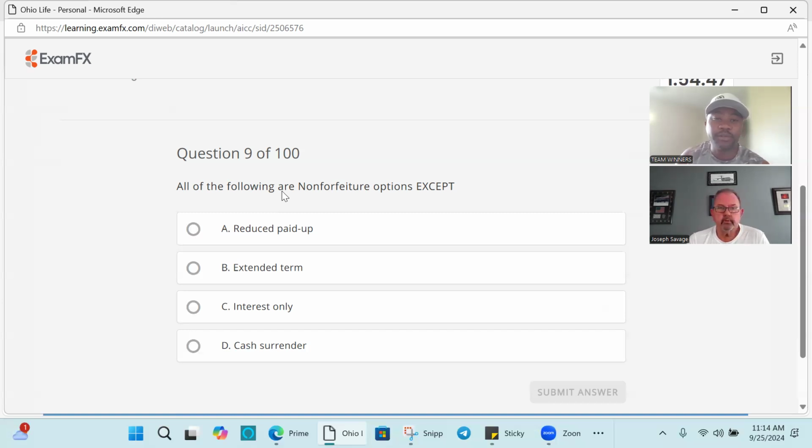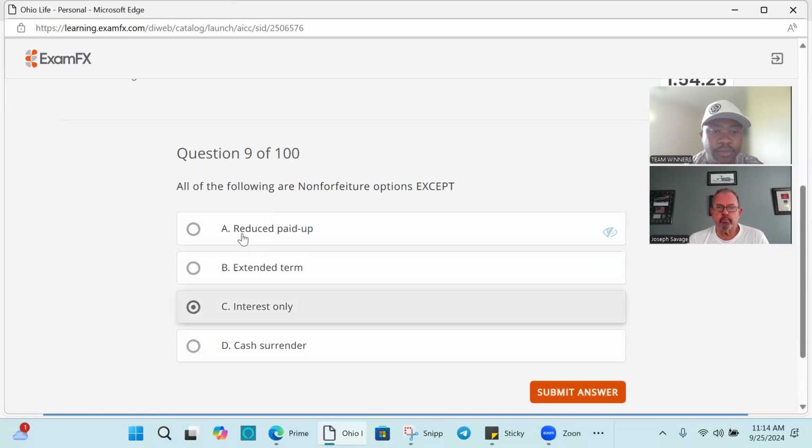You can use that money to get reduced paid-up. They can extend the term if they want to. They can do cash surrender and get that cash back if they want to. So interest only is not an option. You can use the acronym REC to remember the non-forfeiture options. Okay, thank you.